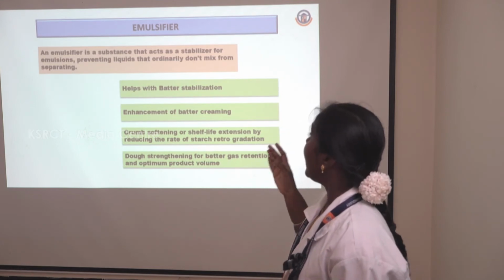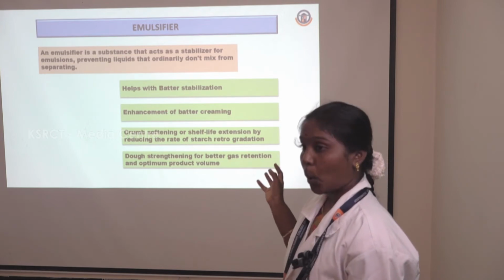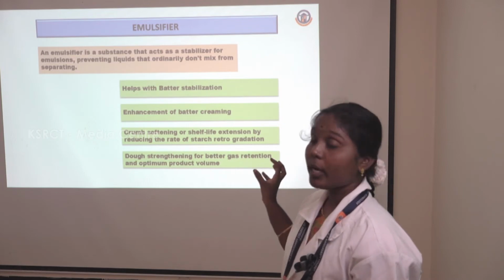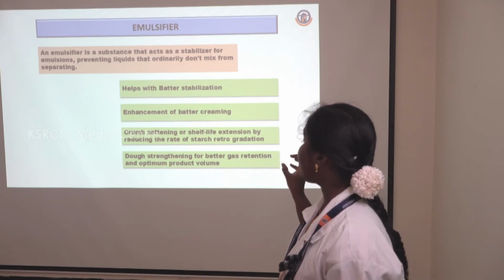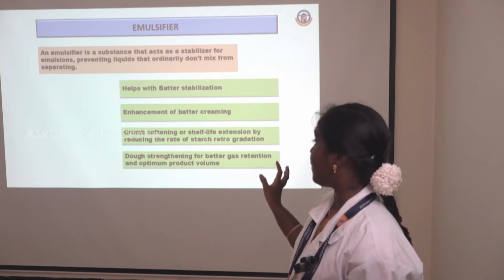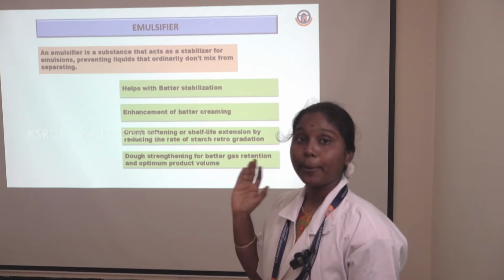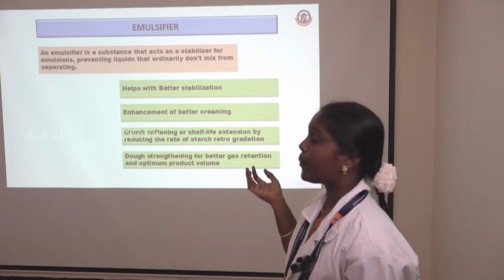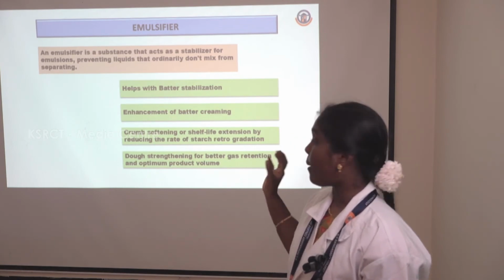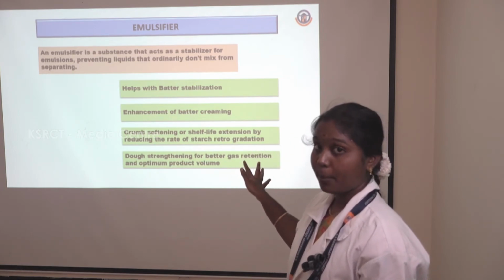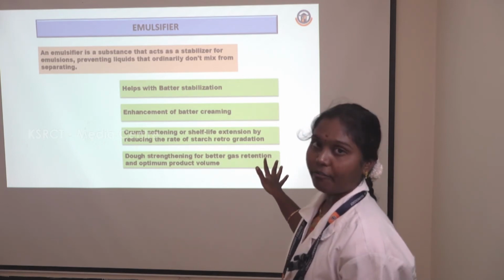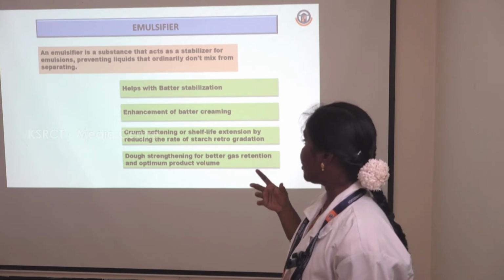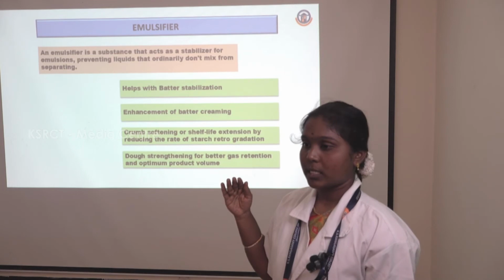So what are the purposes? I have listed them here. It helps with better stabilization of the polar and non-polar components. Next, it helps with better creaming. Next is crumb softening or shelf-life extension. We use the emulsifier because if polar and non-polar components are not mixed properly, it automatically affects the product making. If proper crumb formation does not happen in the bread making process, the final product is affected. Coming to the fourth one, dough strengthening for better gas retention and optimum product volume rise.